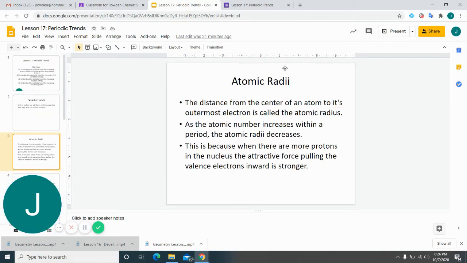For each of these trends, make sure you understand what the trend is describing, and then understand how to compare atoms within the trend. So atomic radii is the distance from the center of the atom to the outermost electron, or the electron that's furthest away. So this really just measures the size of the atom.